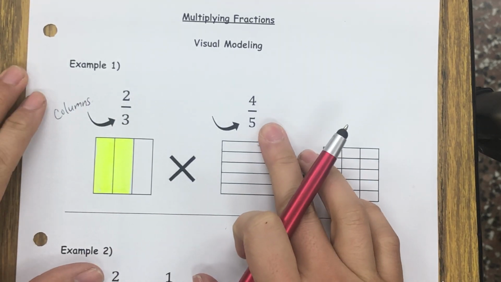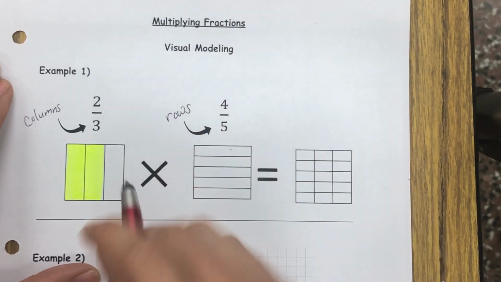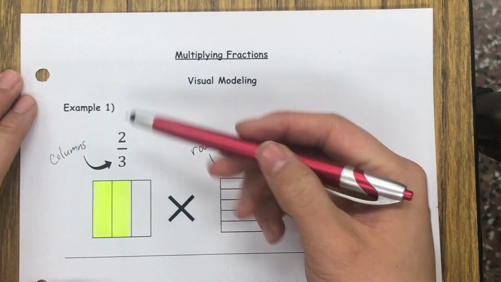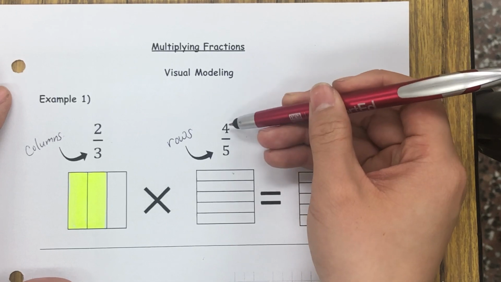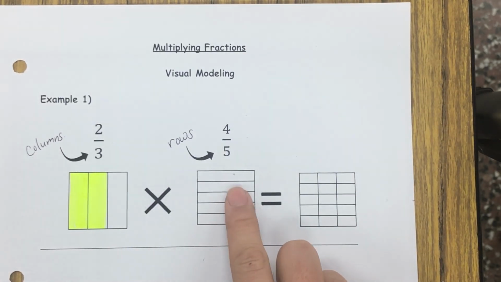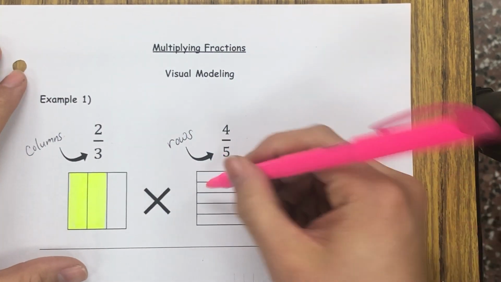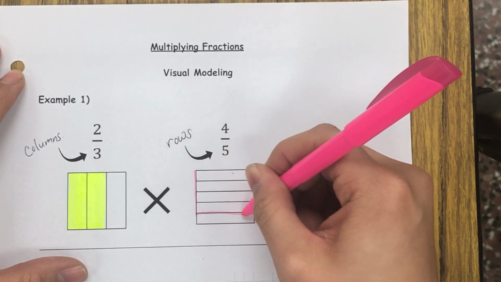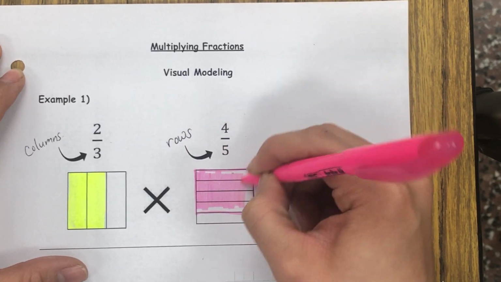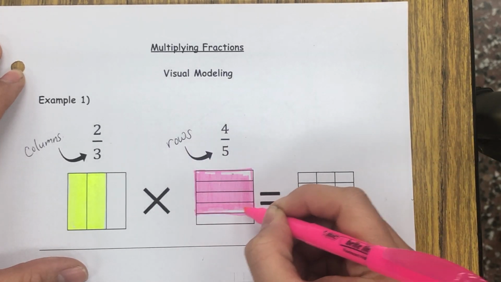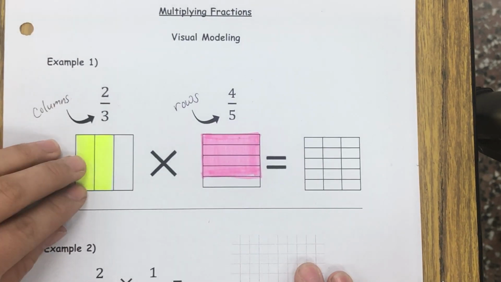And then my second fraction, I like to think that this is telling me how many rows I'm looking at. So I have columns and rows. I shaded in 2/3, or 2 out of my 3 columns, and now I'm shading in 4/5, or 4 out of my 5 rows. So you can see that I have 1, 2, 3, 4, 5 rows, and I'm going to shade in with a pink highlighter this time my 4 rows. Okay, so we have my columns right here and we have my rows.